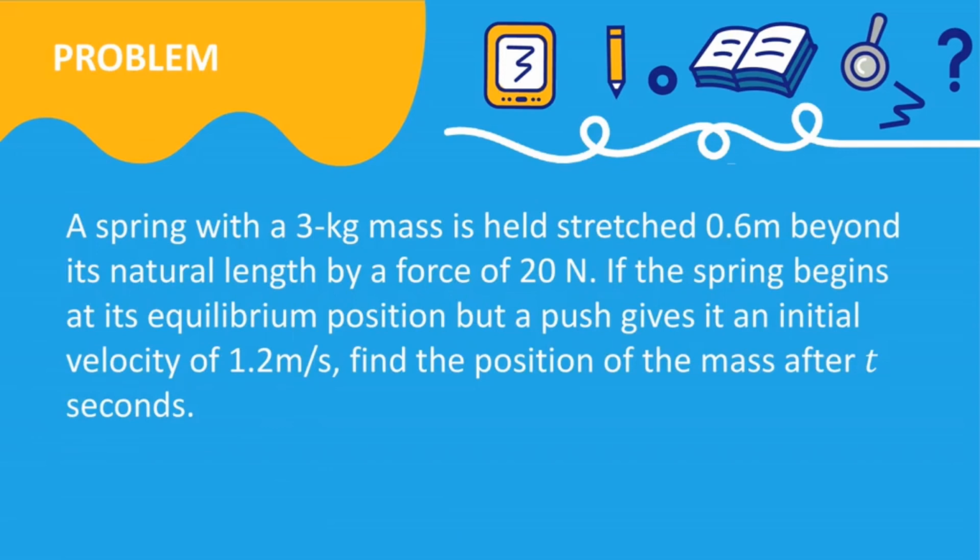The problem: a spring with a 3 kg mass is held stretched 0.6 meter beyond its natural length by a force of 20 Newton. If the spring begins at the equilibrium position, but a push gives it an initial velocity of 1.2 meter per second, find the position of the mass after t seconds.